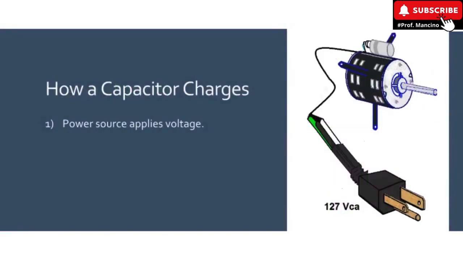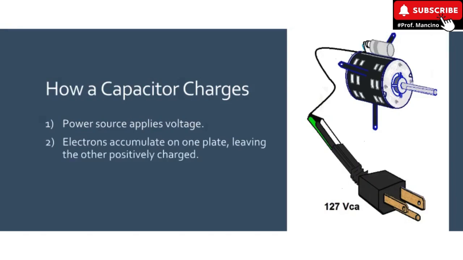But how does a capacitor charge? Simply put, it's a four-step process. First, we connect the capacitor to a power source, such as a battery. Electric charge starts to flow into the capacitor. Second, electrons start to pile up on one plate, creating a negative charge. As a consequence, the other plate is positively charged.